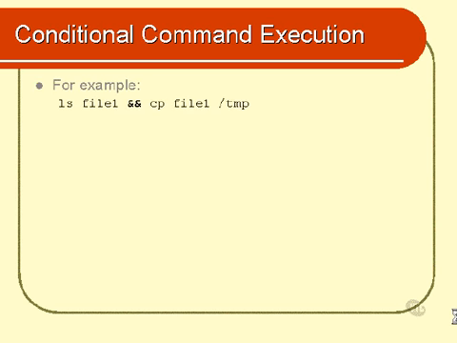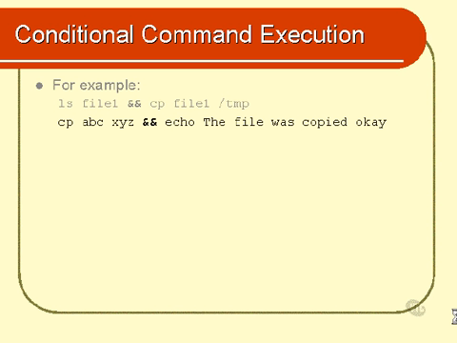First we have a simple example. Do an ls of a file called file1. Now we use the double ampersand, meaning that the second of those two commands, which is actually to copy that file into the /temp directory, will only run if the ls returned a no error condition. So if you wanted to read that line in a human readable way, you would say run the ls program, check to see if file1 exists, and if it does, copy it into the /temp directory. Another way you could do it is you could say copy ABC to XYZ, and if that succeeds, then put out a message saying the file was copied OK.